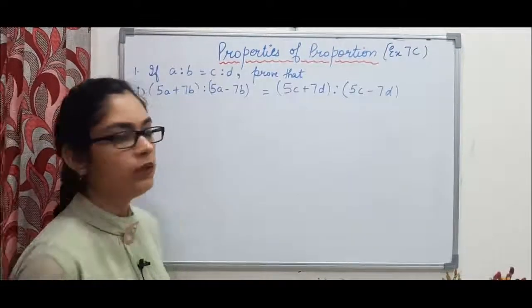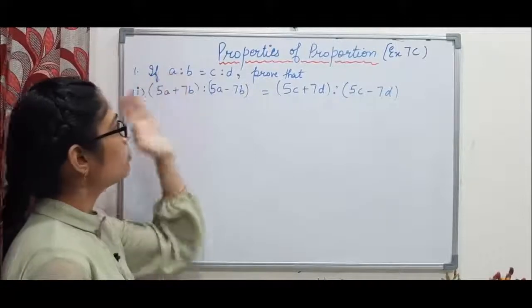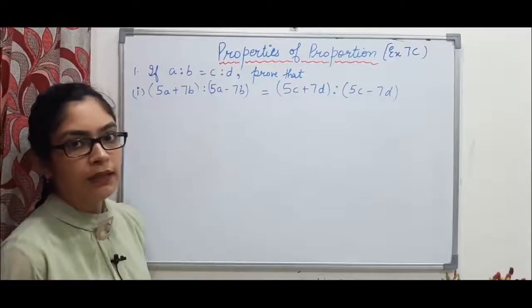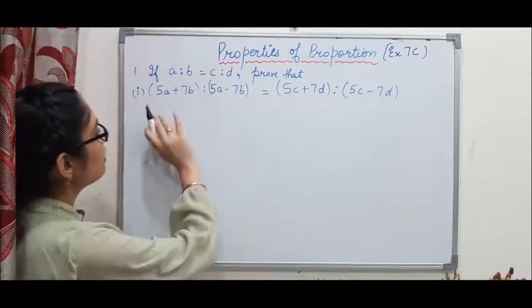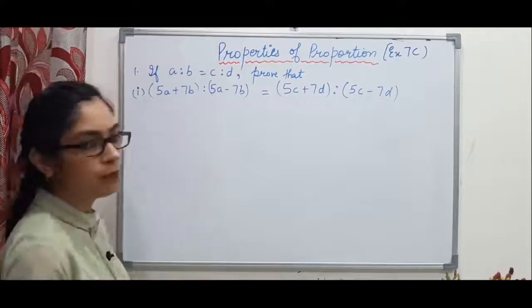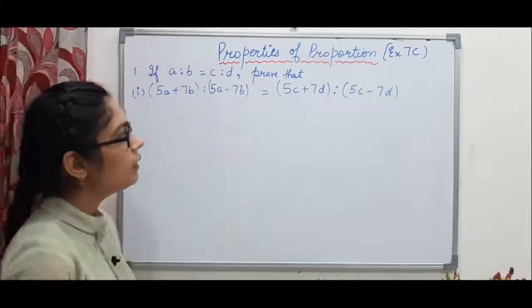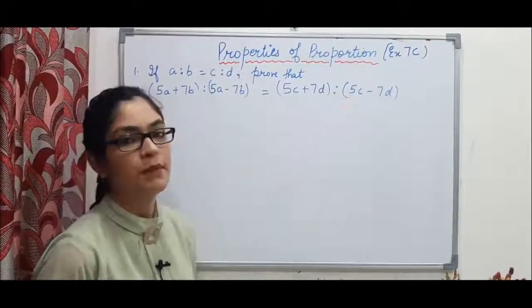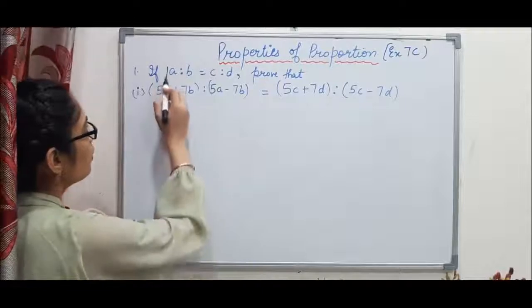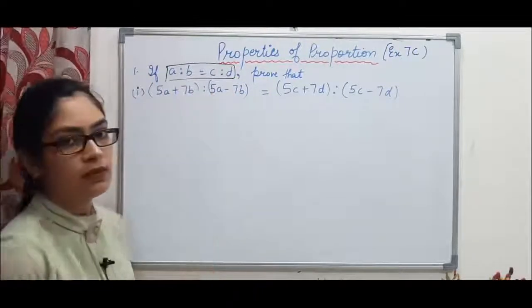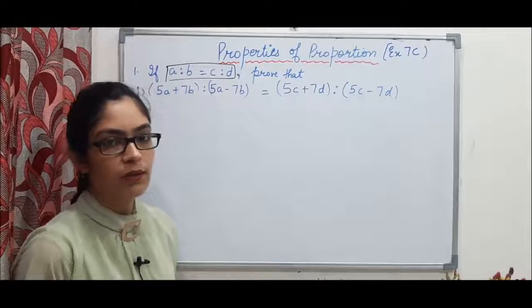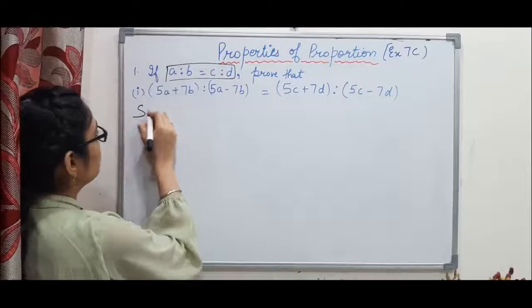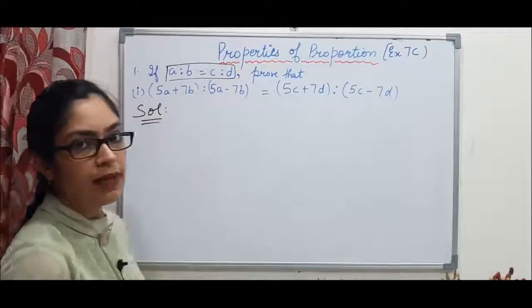In the first question, it's given: if a is to b is equal to c is to d, then prove that. There are 3 parts. The first part I am going to do: we have to prove (5a plus 7b) is to (5a minus 7d) is equal to (5c plus 7d) is to (5c minus 7d). We have to see what is given to us, and we always have to use the given thing, and here we also have to make use of the properties. So let's start.